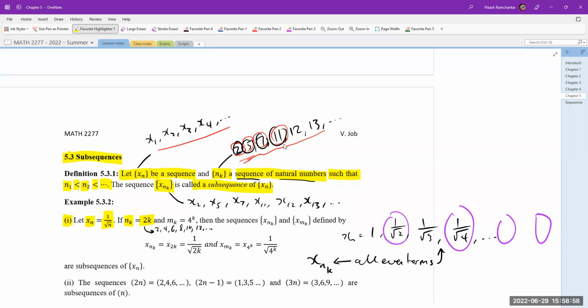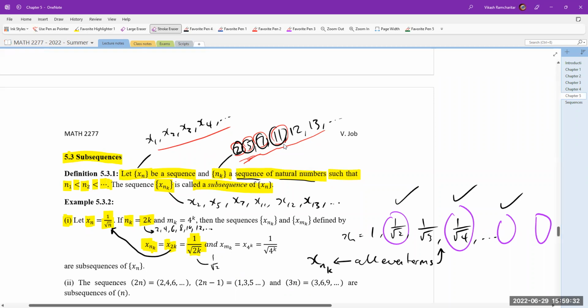Right? And if you want to see how that looks like, we'll just do x_{n_k}. Well, what is n? n is 2 times k. So you take 2 times k and sub it in for n, and you get 1 over root 2k. Okay, and that would generate for you 1 over root 2, 1 over root 4, 1 over root 6. It would generate for you the sequence. Okay, so it's a clever way of doing something that we already know how to do.